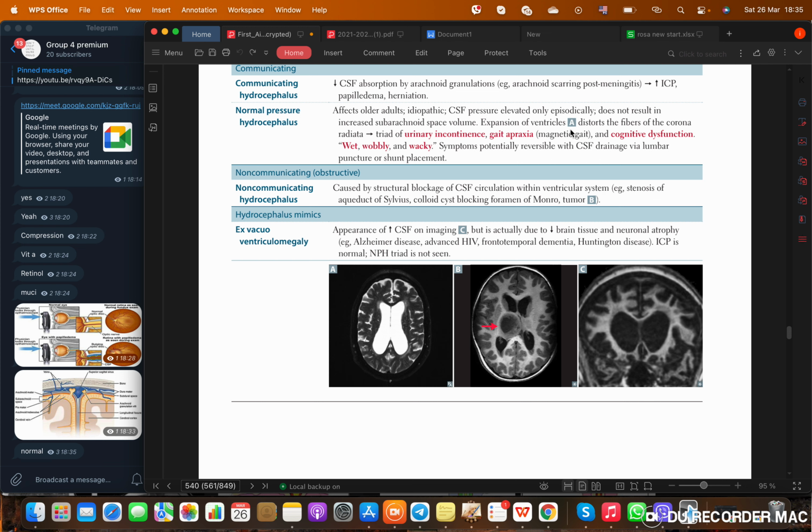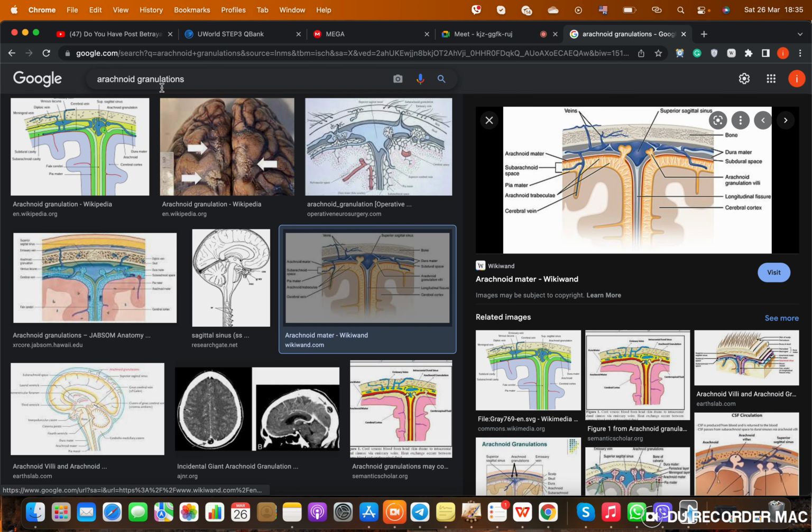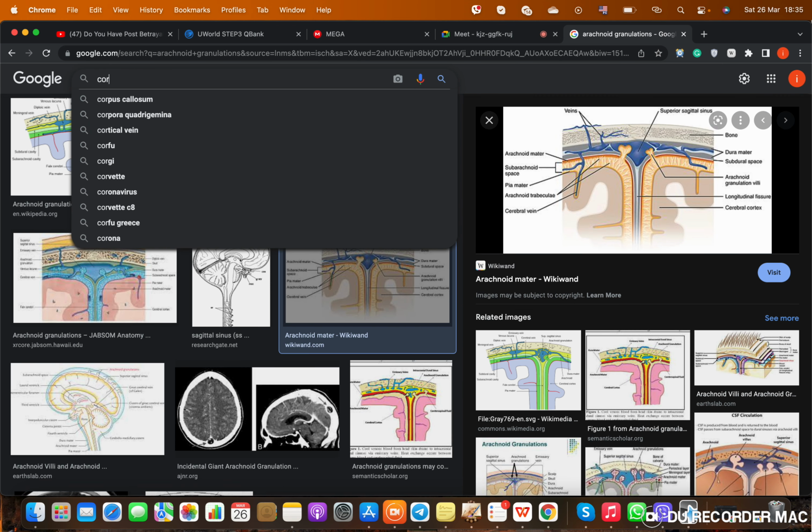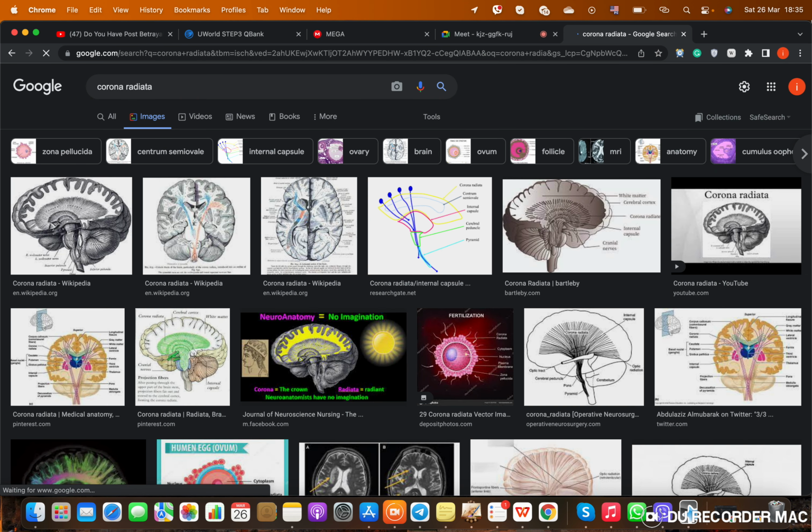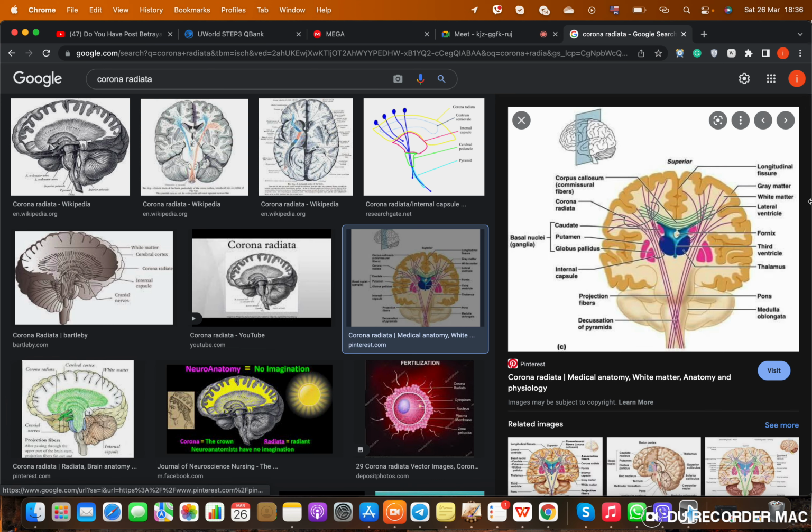Expansion of the ventricles distorts the fibers of something known as the corona radiata. What is corona radiata? Corona radiata is a white matter structure. I'll show it to you. In Latin, the word corona means crown, okay? Corona radiata is the crown. It's the white matter inside of our brain that connects the cortex.